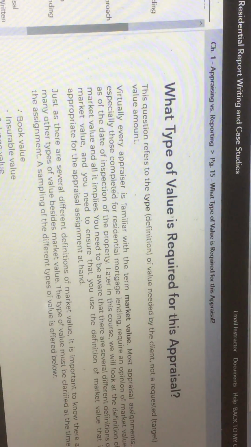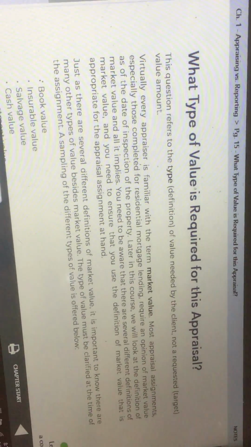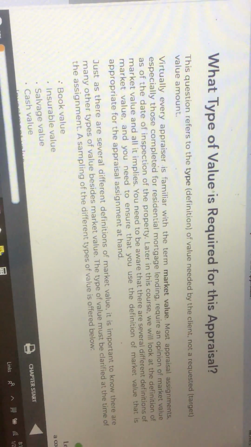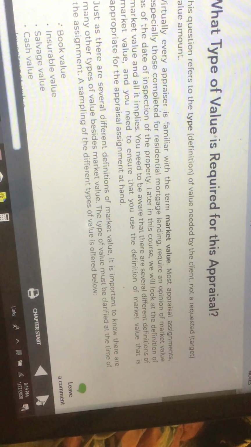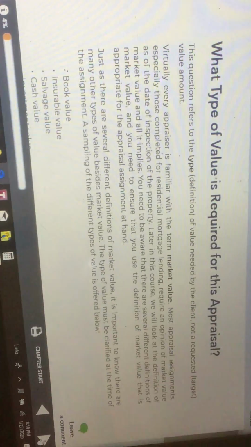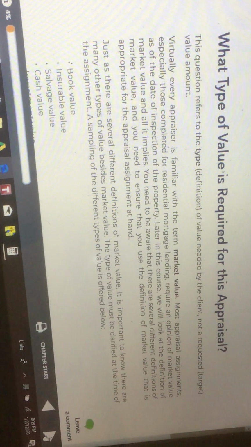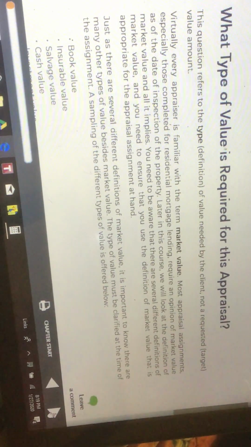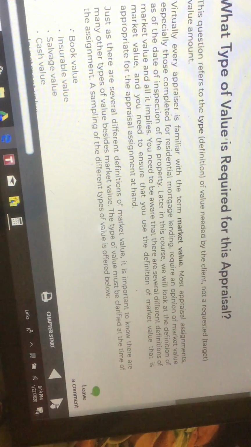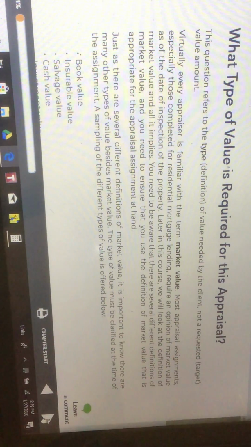Page 15. What type of value is required for this appraisal? This question refers to the type, definition of value needed by the client, not a requested target value amount. Virtually every appraiser is familiar with the term market value. Most appraisal assignments, especially those completed for residential mortgage lending, require an opinion of market value as of the date of inspection of the property.